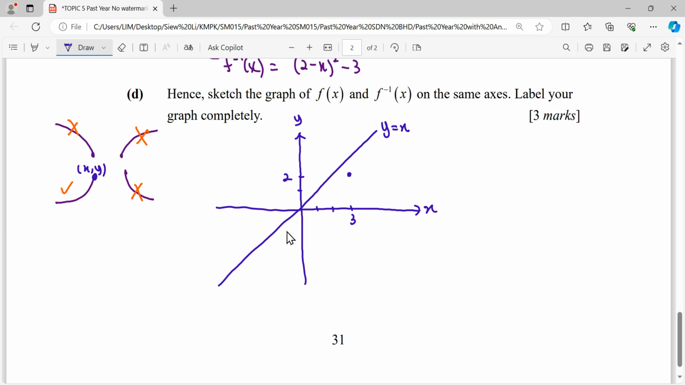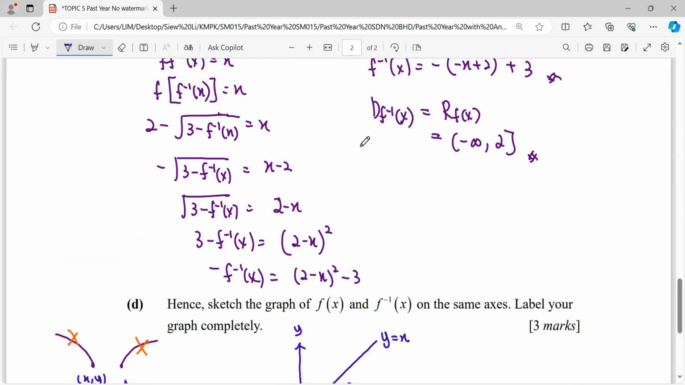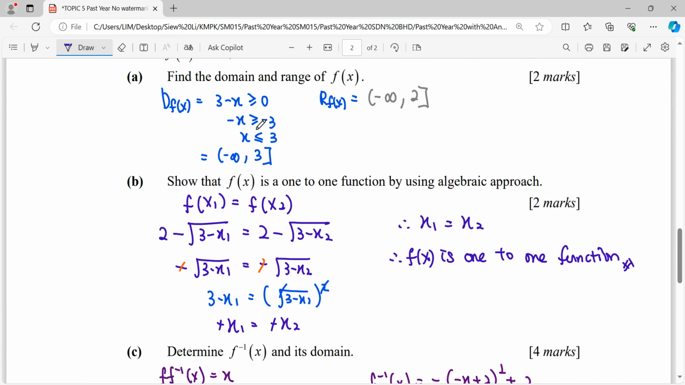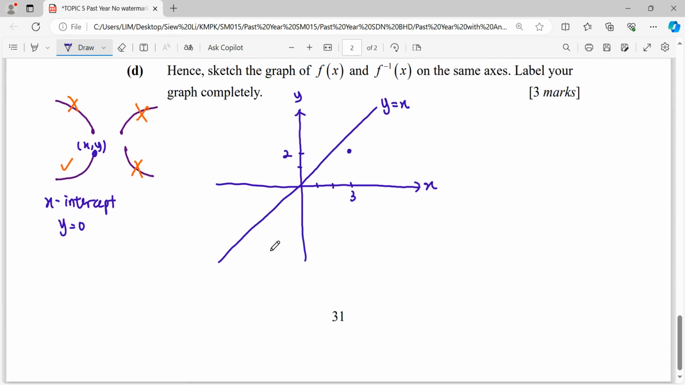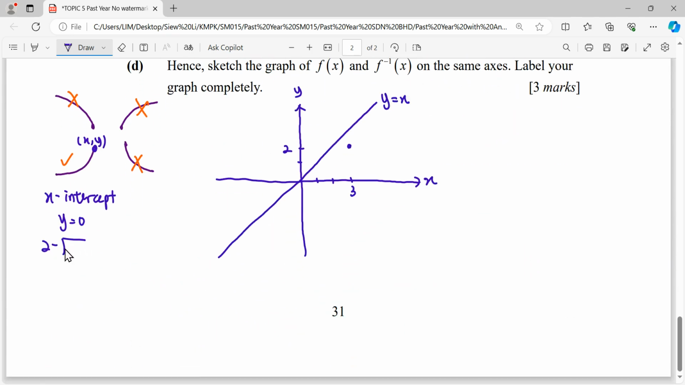So when you want to shoot to the left and going down, you can see your graph will intersect with the x-axis and y-axis. So we need to calculate your x-intercept and your y-intercept. The x-intercept means y equals 0. So when y equals 0, we let our function be 0. Find out what your x is.